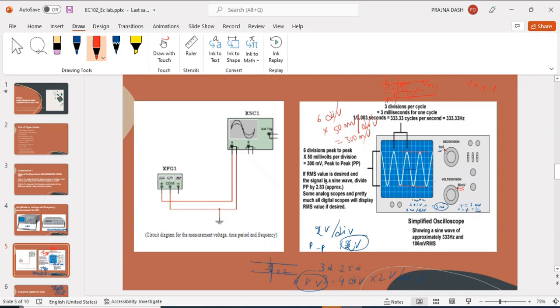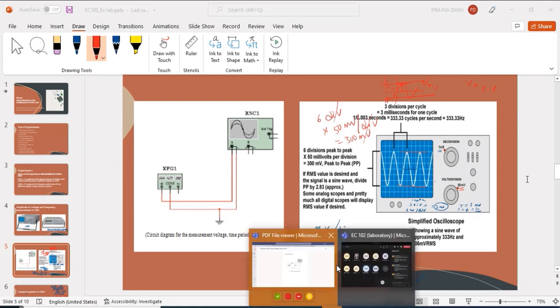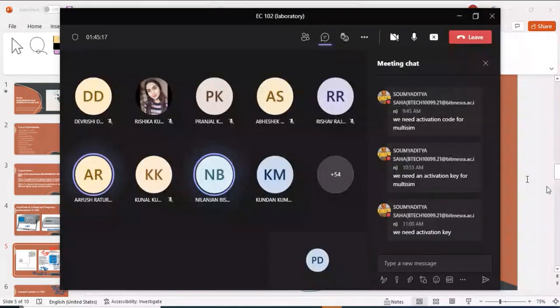Ma'am, how will we download the software? Student version is available, I think, on the net. You can go through that and download it. Ma'am, it is showing a trial period only for 15 days. Yes, and after that we have to pay for it. Okay, in that case we will check if we have any key with our department, and then we'll try if we can share that. Yeah, we'll inform you.